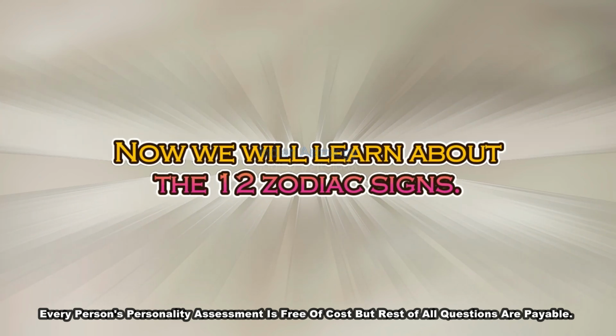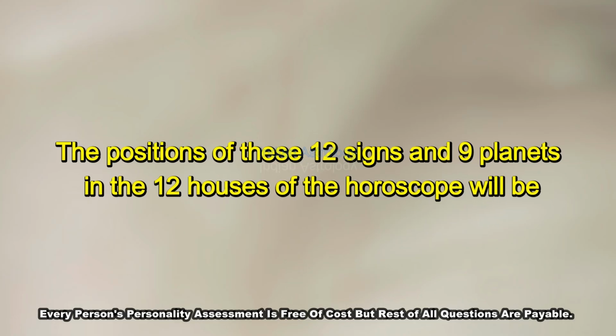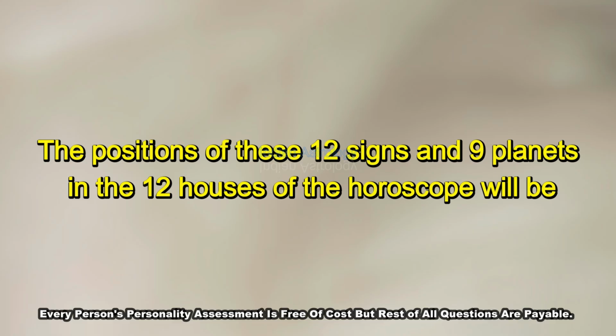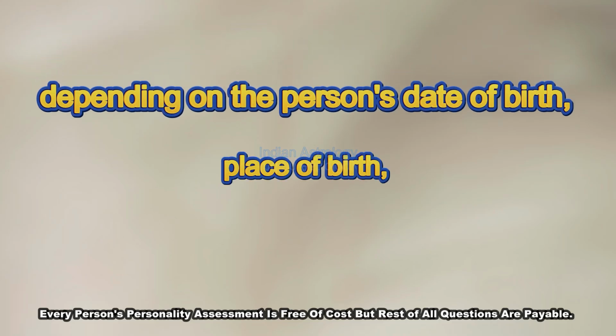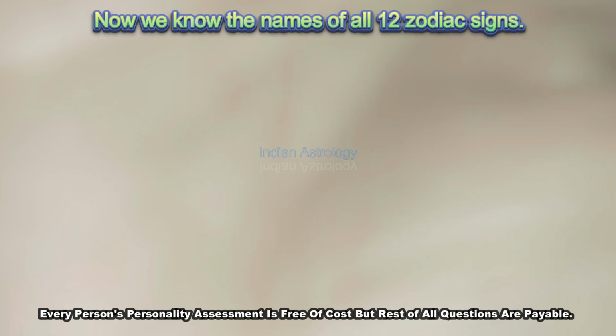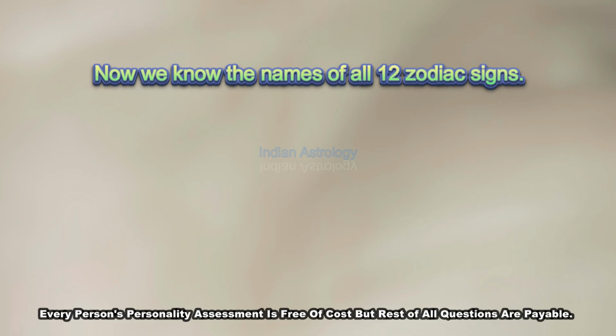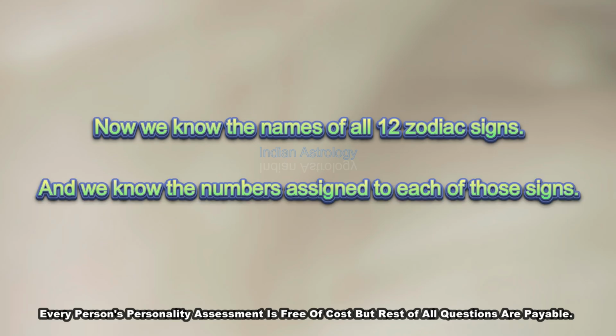Now we will learn about the 12 zodiac signs. The positions of these 12 signs and 9 planets in the 12 houses of the horoscope will change depending on the person's date of birth, place of birth, and exact time of birth. Now we know the names of all 12 zodiac signs, and the numbers assigned to each of those signs.